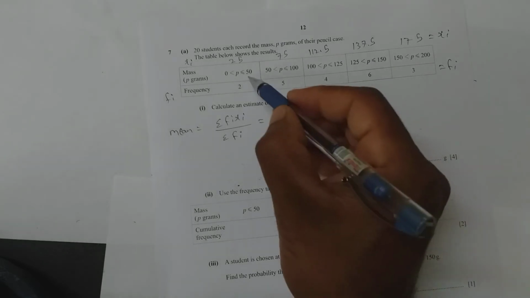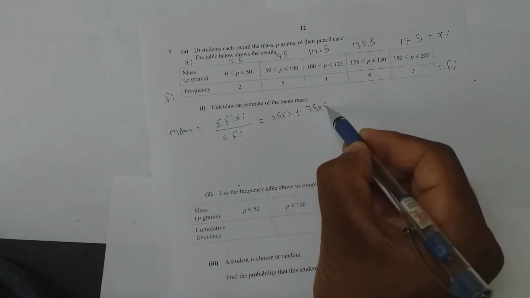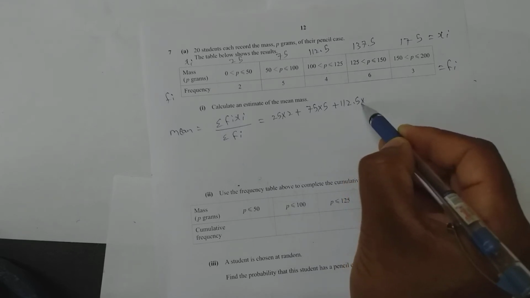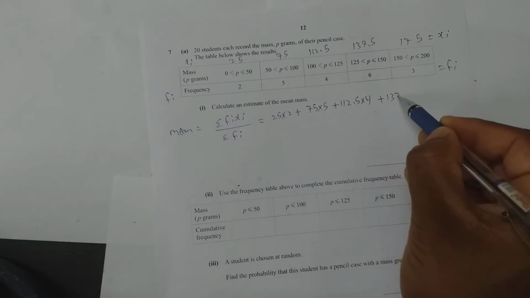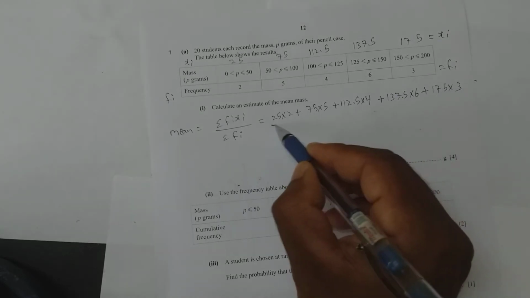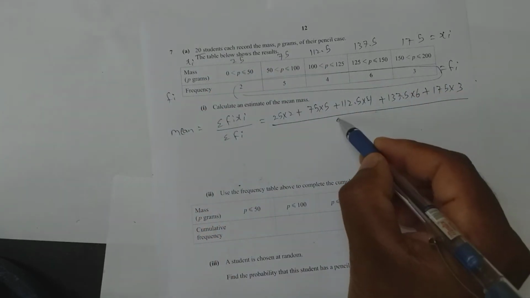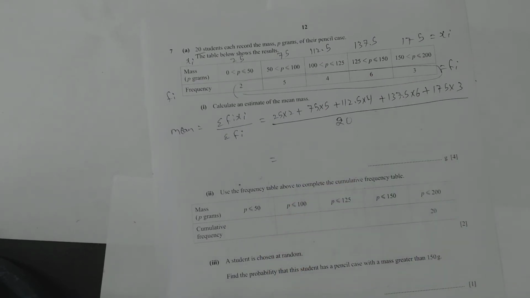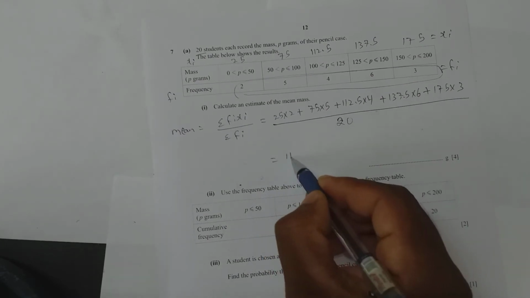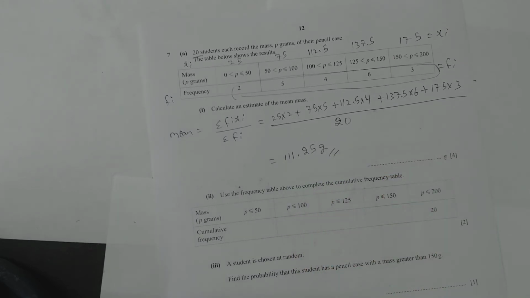So all these are xi values. These are fi values. So fi xi means this into this. So 25 into 2 plus 75 into 5 plus 112.5 into 4 plus 137.5 into 6 plus 175 into 3, by sum of all this, which is given to be 20. So by 20. Place this in the calculator. You get the answer to be 111.25 grams. Okay, this is how we find the mean. Okay, next one now.